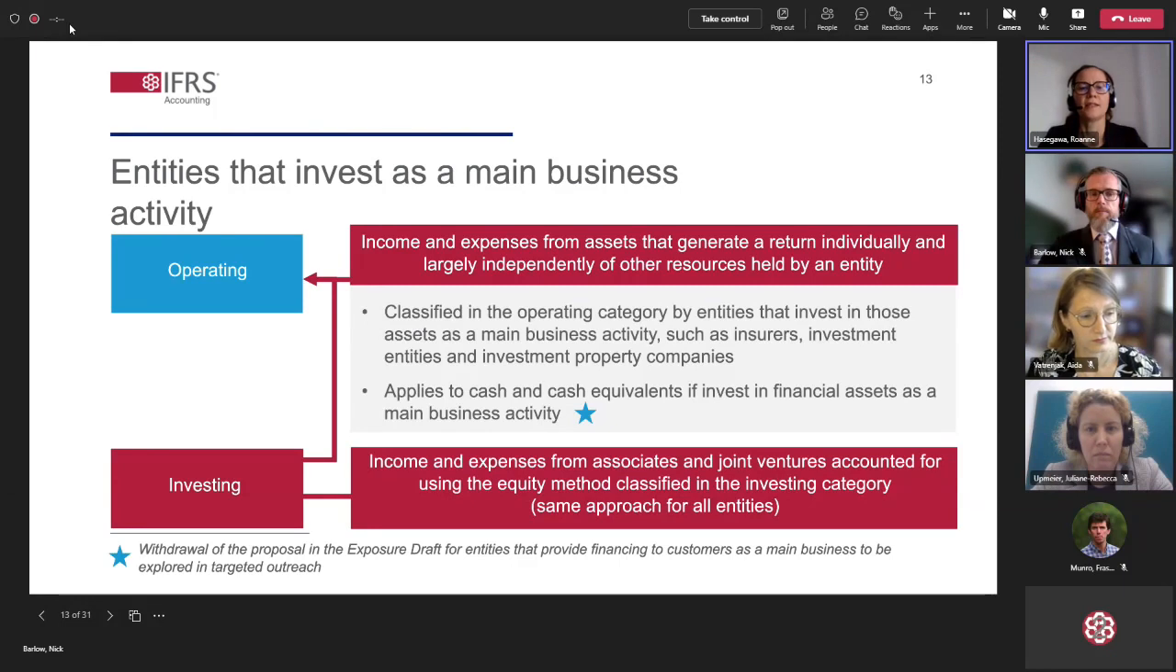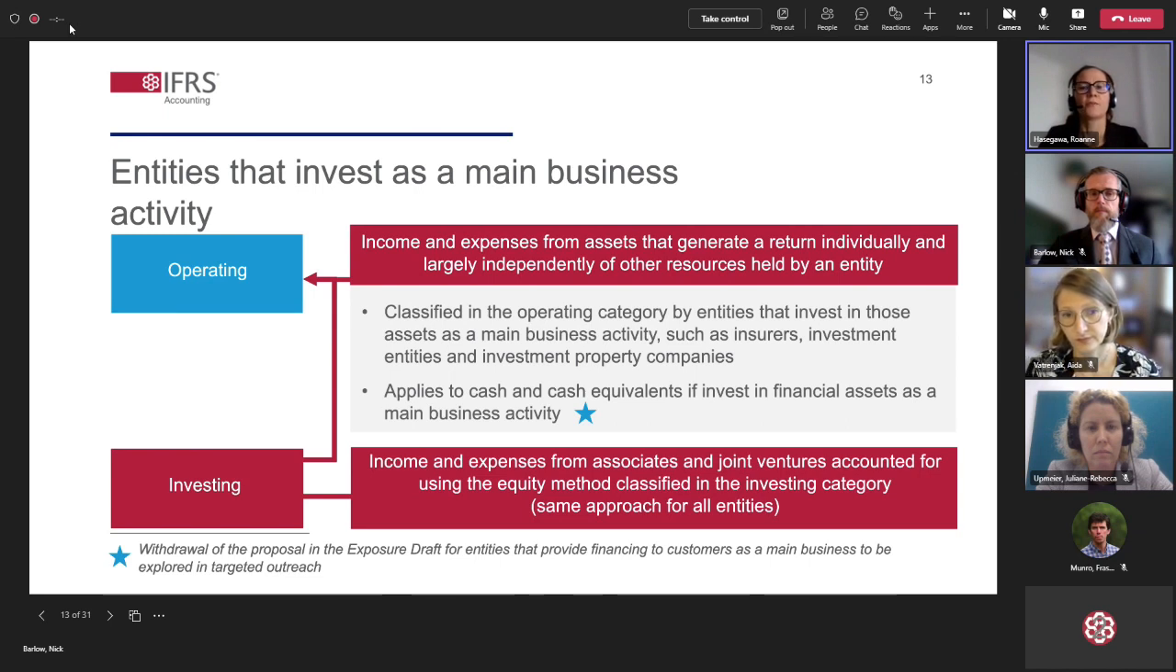And finally, entities that invest as a main business activity may include insurers, investment entities, and investment property companies. The exposure draft proposed that entities would classify income and expenses from assets that generate a return individually and largely independently of other resources held by an entity in the operating category when the investment is made in the course of an entity's main business activities.